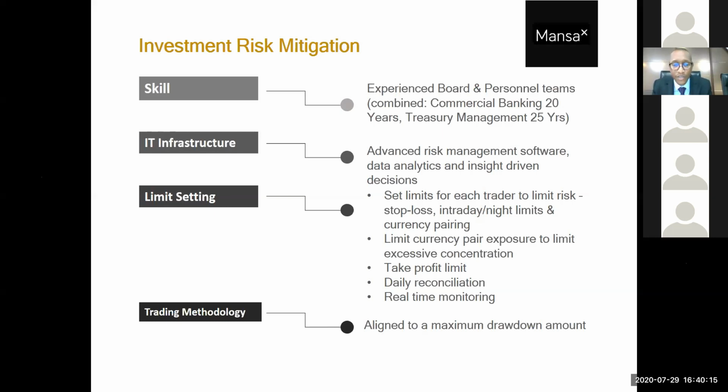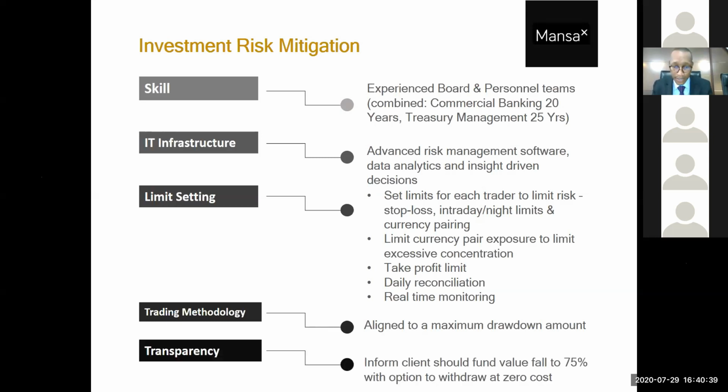Our trading methodology is again aligned to our risk management approach, meaning that at any one time, there's only so much we can draw down. Drawdown means there's only so much risk that we will take and allow to be running, even if it's unrealized loss. There's a maximum amount that we allow to be running at any one time, which is what we call a maximum drawdown amount.